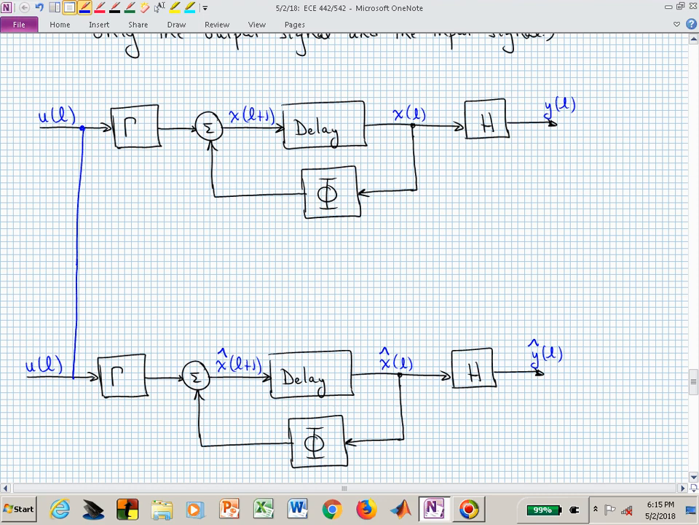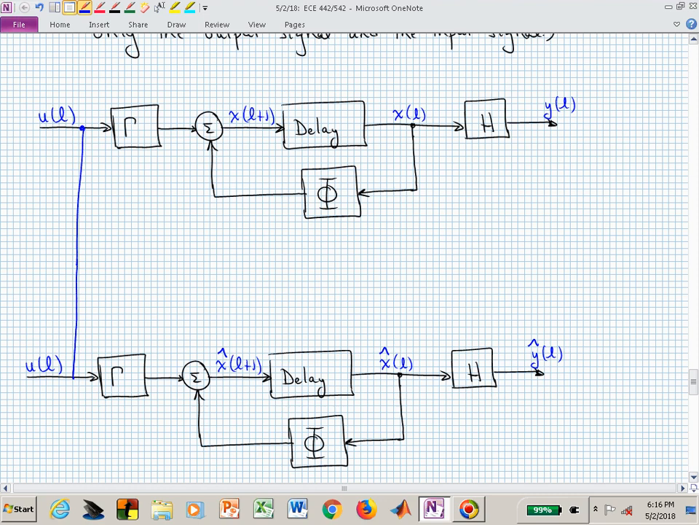What do I have available? I said I can't go in and measure x. I can go in and measure x hat because I built that in my computer or in my microprocessor. I've built the bottom out of my knowledge of the system. I now know there's maybe a difference between x and x hat. How do I maybe eliminate that difference? What do I have to work with? The u's, but the u's are the same. What else did I say I can use?